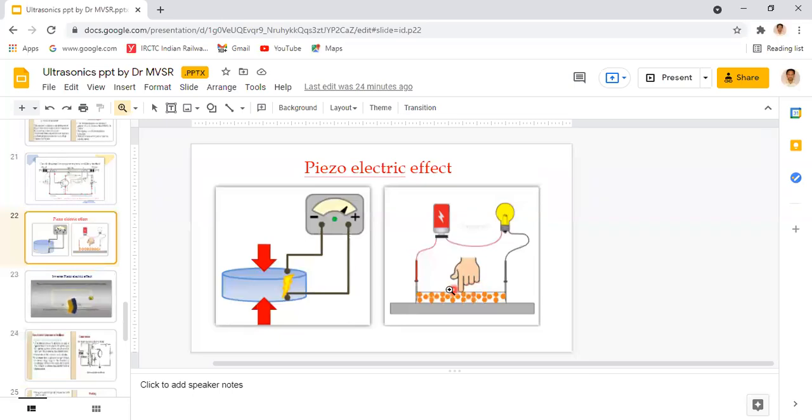Whenever you apply some pressure on this material with the hand, immediately the bulb will glow. These are actually asymmetric crystals, just like quartz, Rochelle salt, tourmaline, etc. Suppose you take some asymmetric crystals.